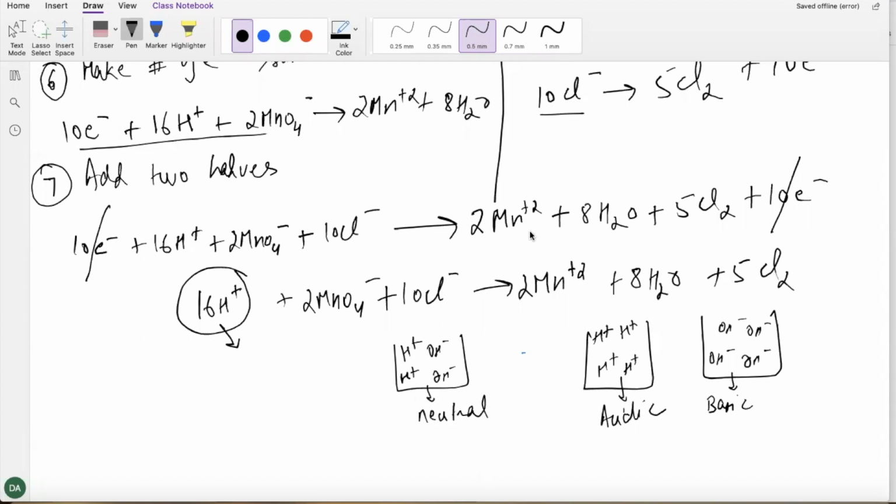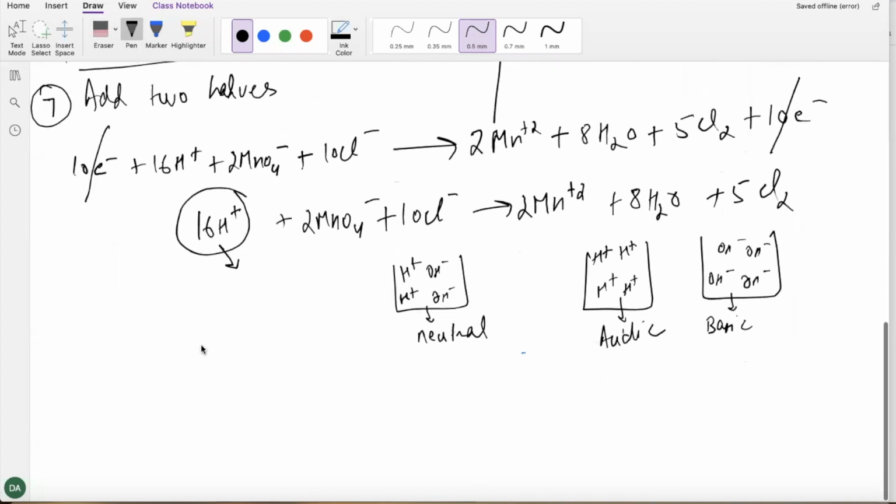So what does this reaction look like to you? Neutral? No, acidic, because there's more H plus, right? Yes, so ignore the H2O. H2O is not doing anything. You see here we have lots of H plus, so that matches the acidic condition.